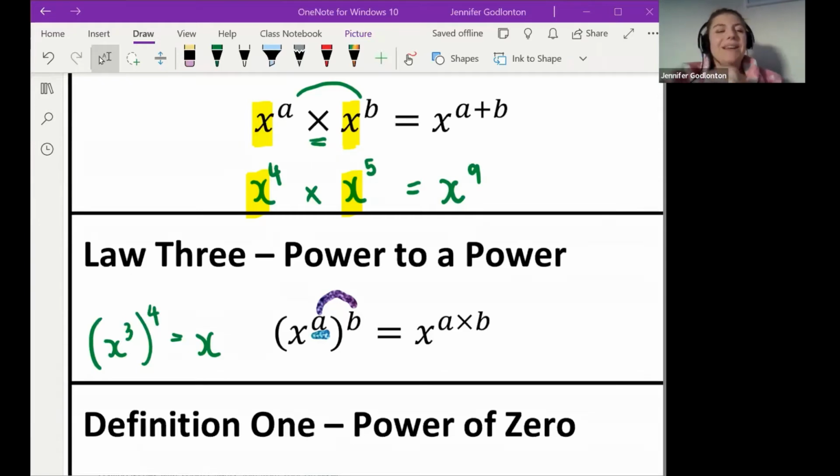Okay. All right. So can you tell me my answer now? What would this be? X to the power of 3 to the power of 4 is going to be x to the power of 12. There we go. Nice. Cool.